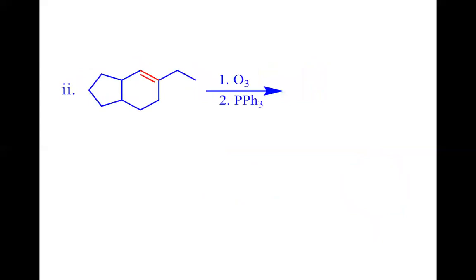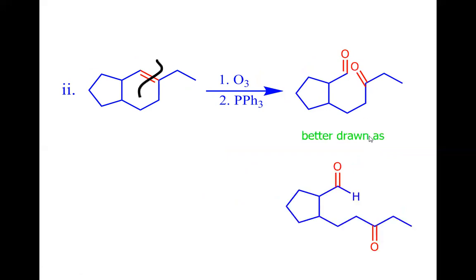Same for this second case. Again, we have a carbon double bond carbon, and that needs to be broken. And once it is broken, we have a carbonyl on both olefinic carbons like this. This carbon will have the carbonyl here, and this carbon will have the carbonyl here. Again, let's draw in a better way like this.